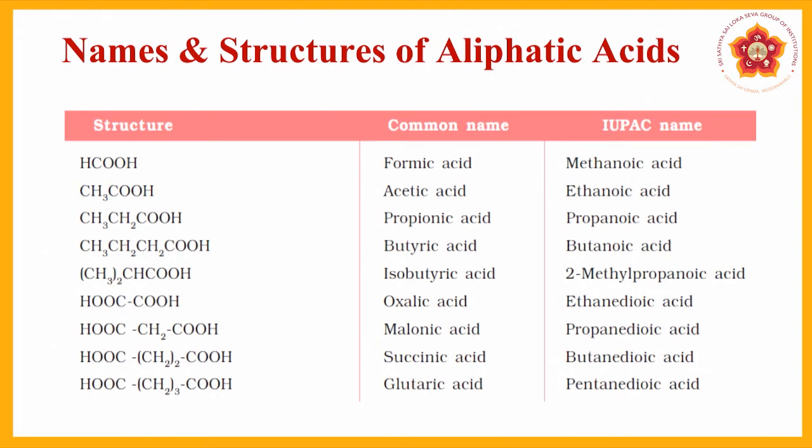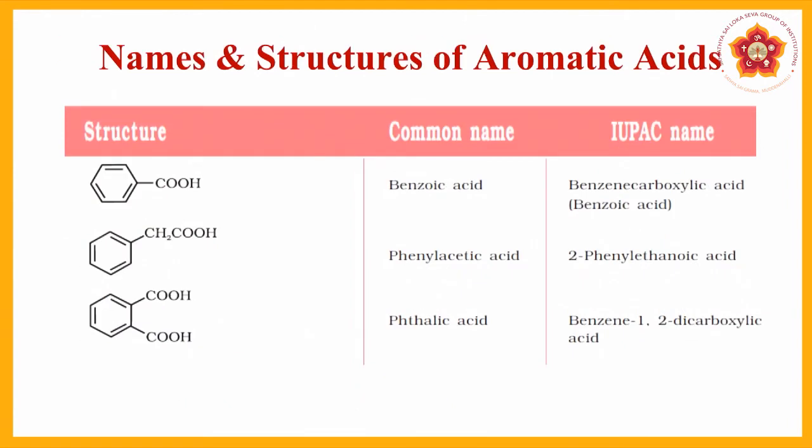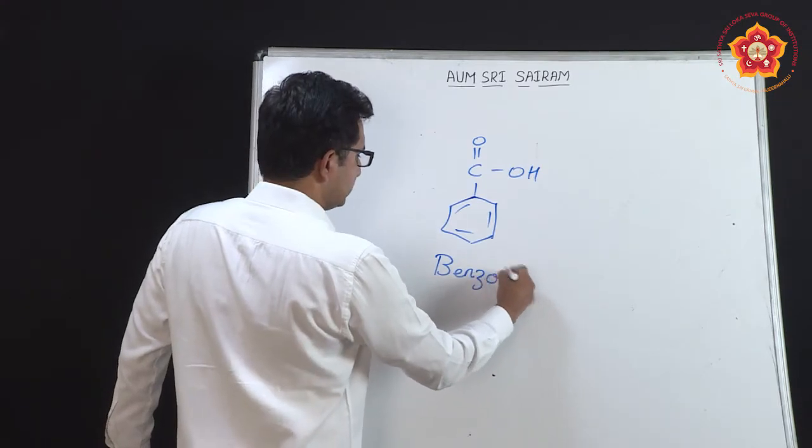Similarly, propanedioic, butanedioic, pentanedioic. Common names, as usual, will have their own set of nomenclatures. These are now some compounds which are aromatic acids. We have already seen that aromatic acids indicate the presence of a benzene ring in their compounds, and this is one of the important acids that we tend to seek, which we call benzoic acid.